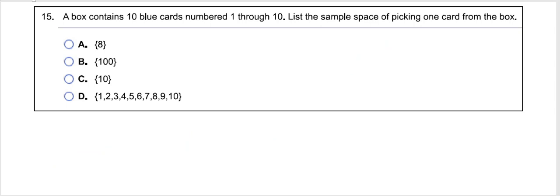Number 15. A box contains 10 blue cards numbered 1 through 10. List the sample space of picking 1 card from the box. So your sample space, if you have 10 cards numbered 1 through 10, is the set containing 1, 2, 3, 4, 5, 6, 7, 8, 9, 10.